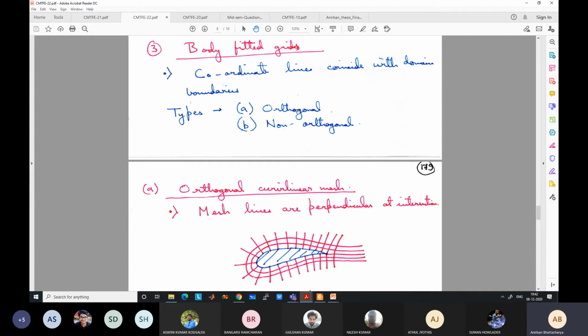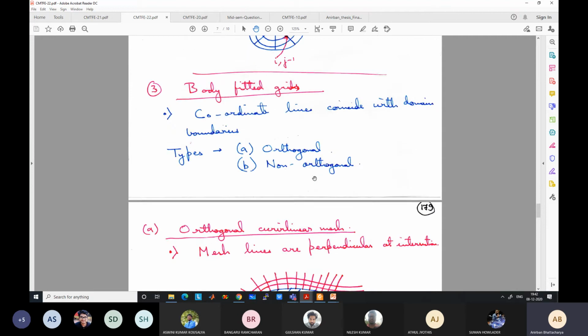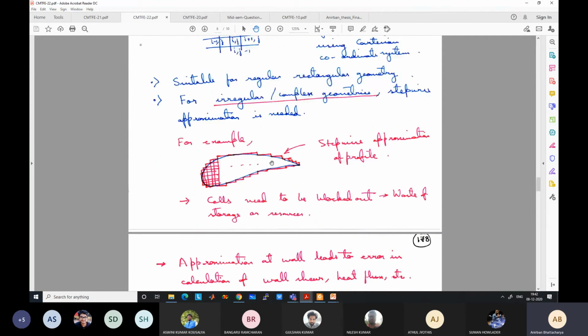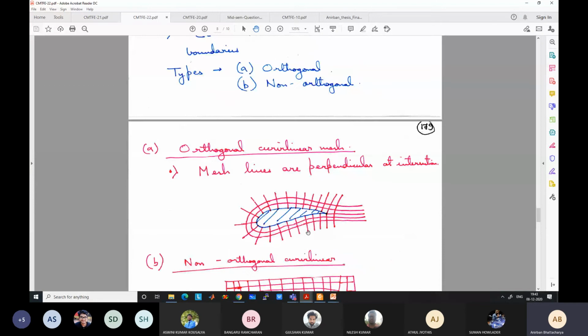I will show you two examples. There are two types again of body fitted grids. One is known as orthogonal and one is non-orthogonal. Remember, orthogonal, by the name itself, it is clear that the lines will be perpendicular to each other. Non-orthogonal means lines will not be perpendicular to each other. So again, same aerofoil structure like I have shown here. But instead of Cartesian system, remember we are solving at the outside. We take this curvilinear system, orthogonal curvilinear mesh. So it is varying linearly.